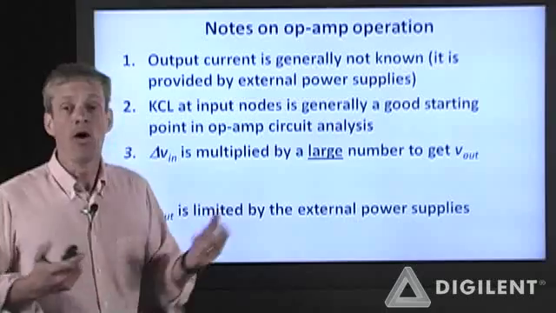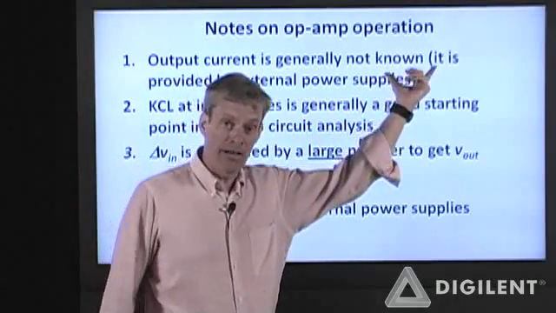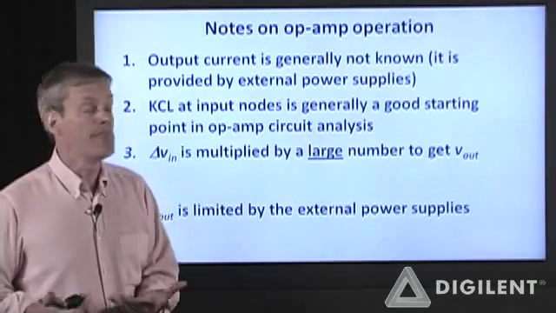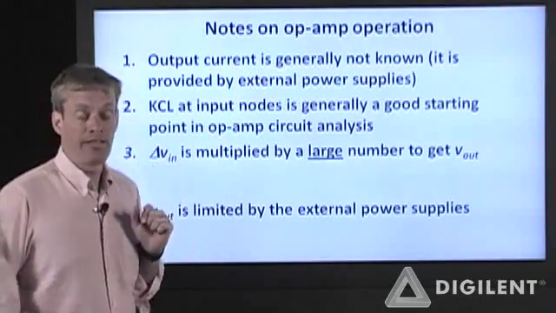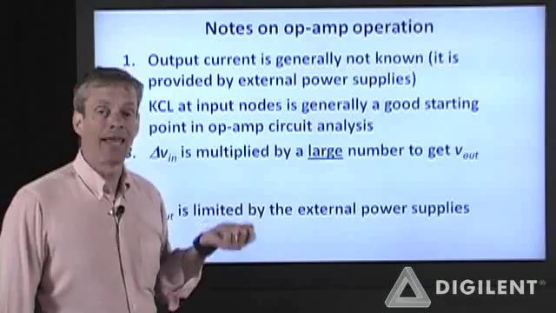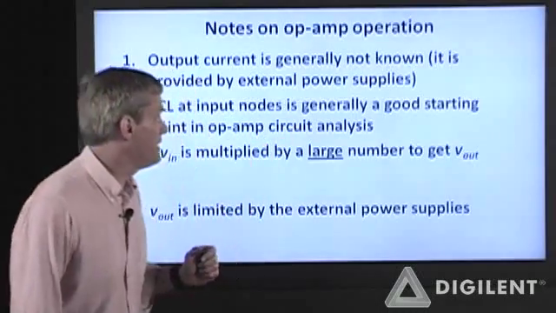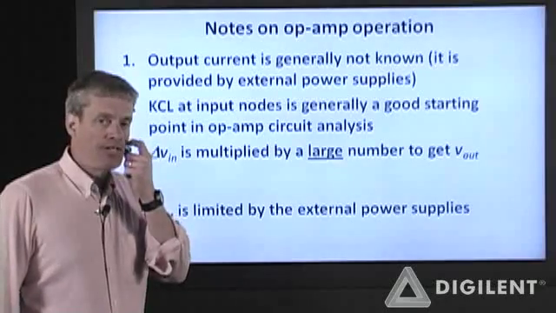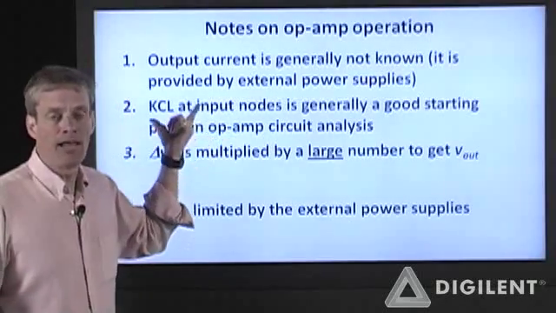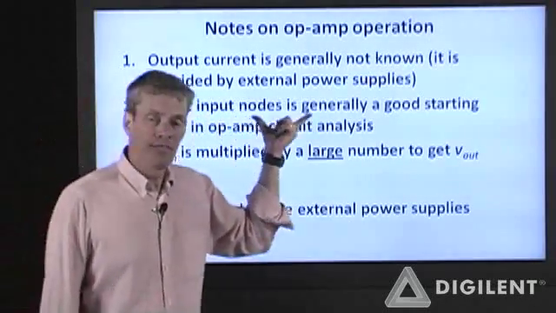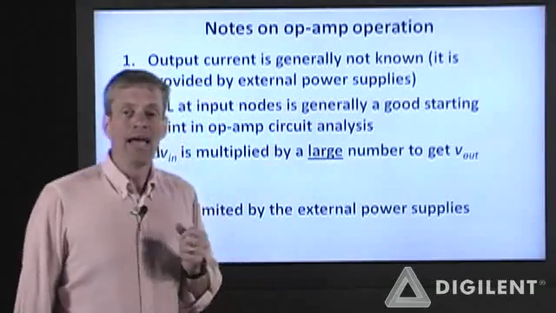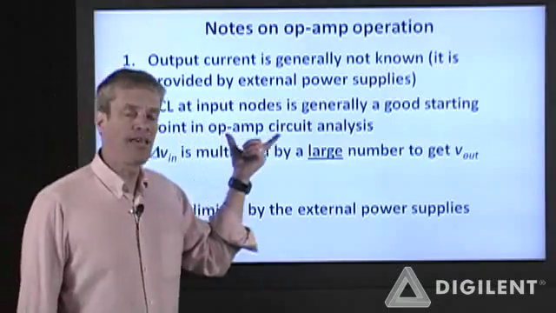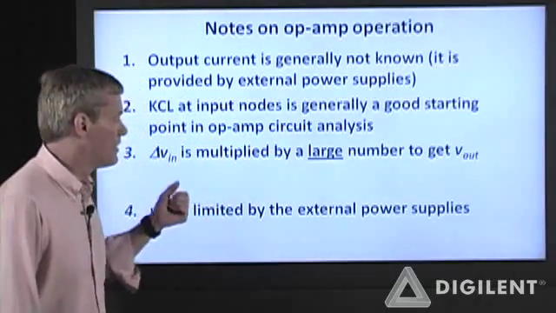KCL doesn't apply. Well, it does. The current coming out of the operational amplifier is coming from the external power supplies. You know nothing about those. You don't know anything about the output current unless you analyze the circuit to determine what that is. In general, when I'm analyzing an operational amplifier, I will start out by applying KCL at the input nodes. It doesn't always cure all of your problems, but it's generally a good place to start.